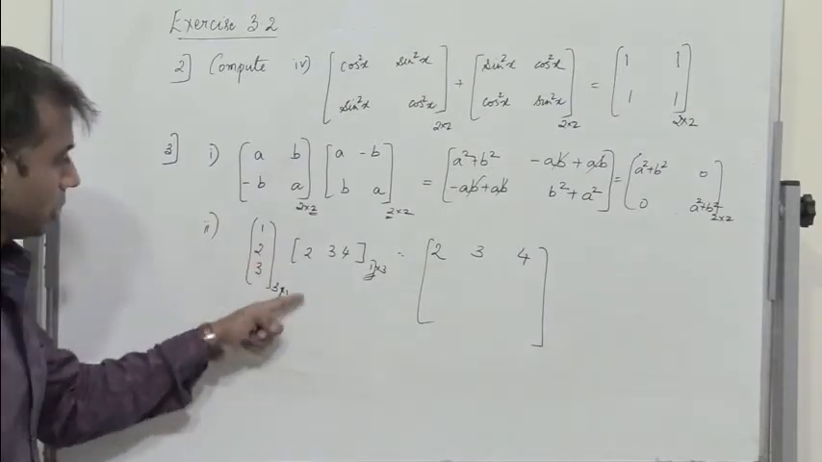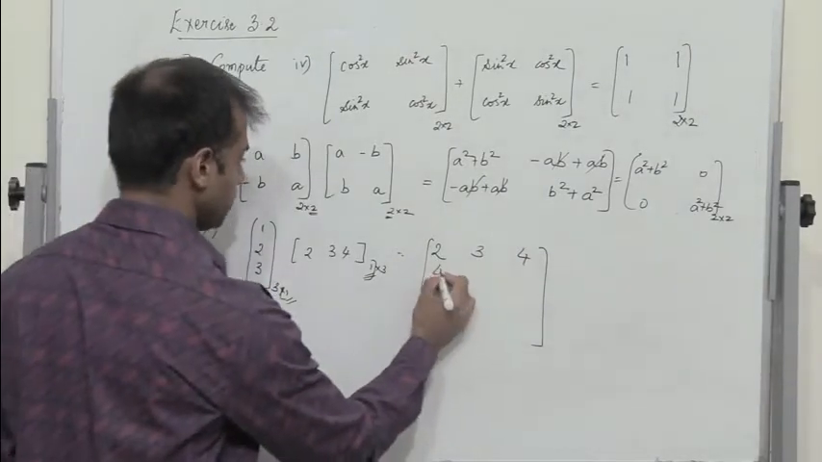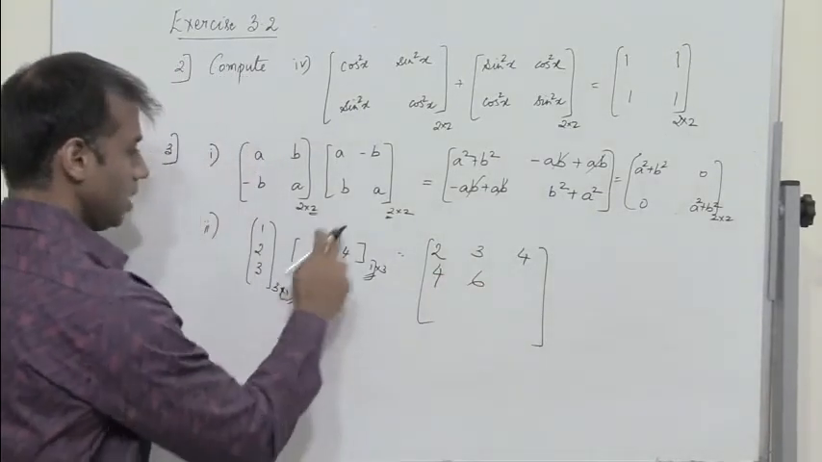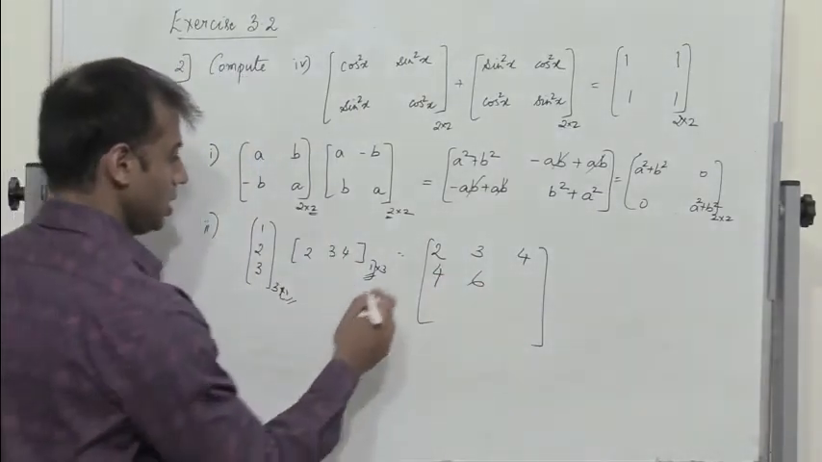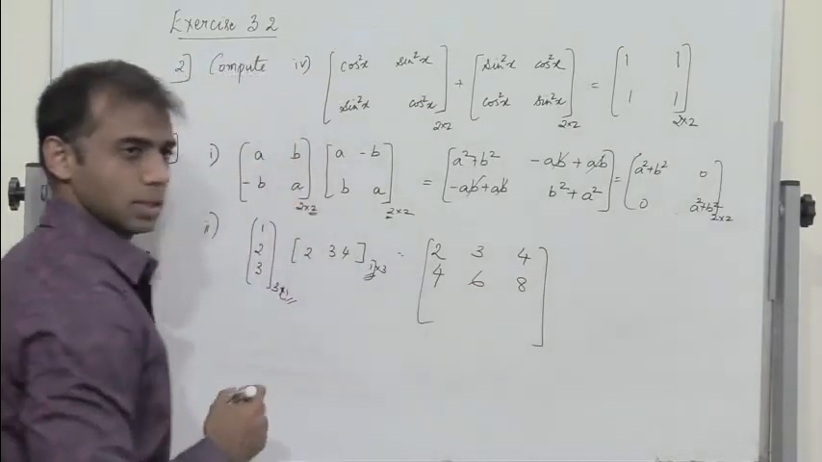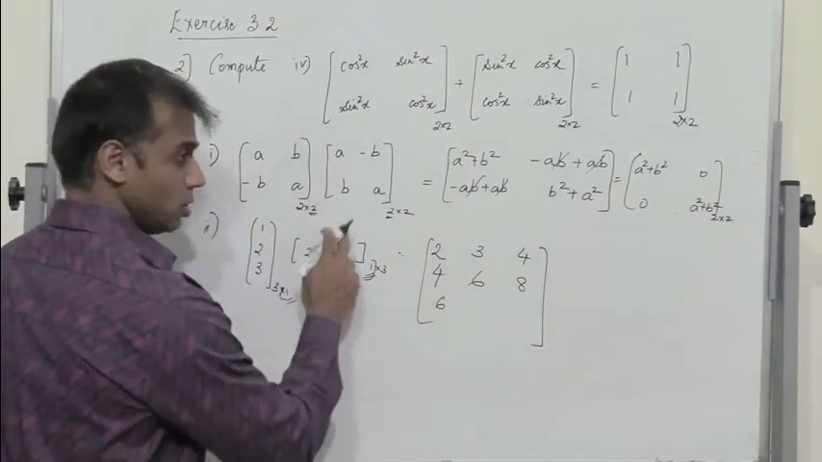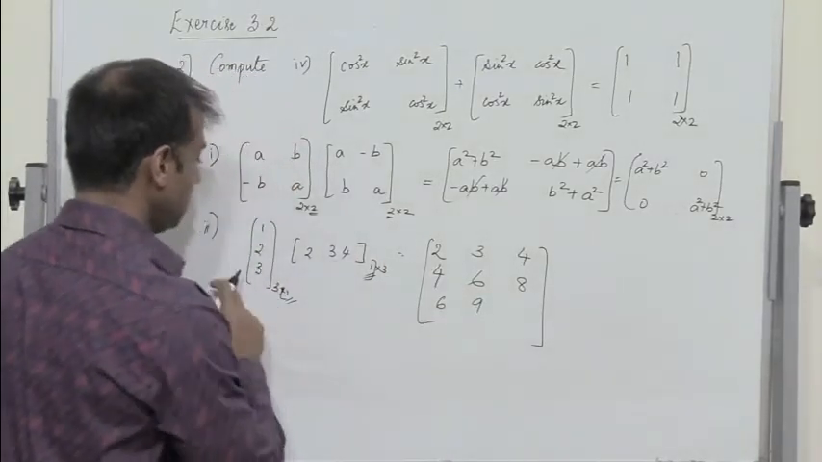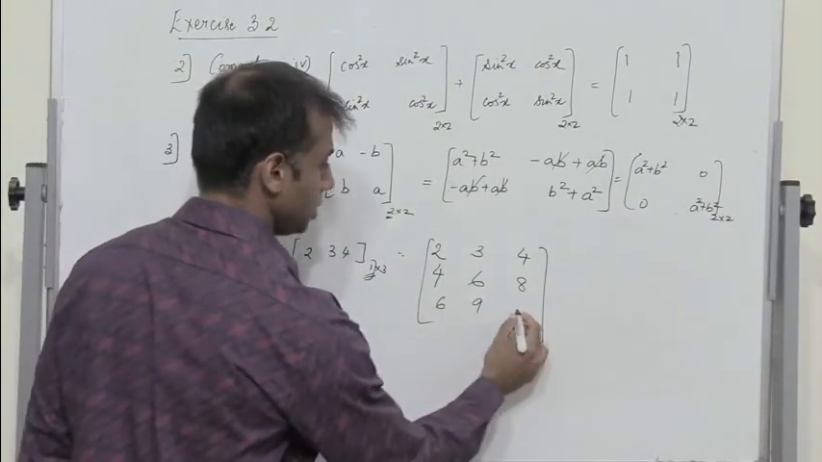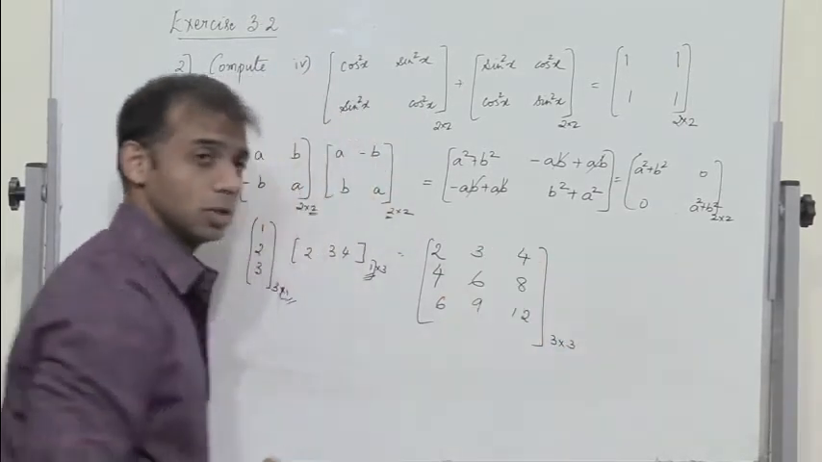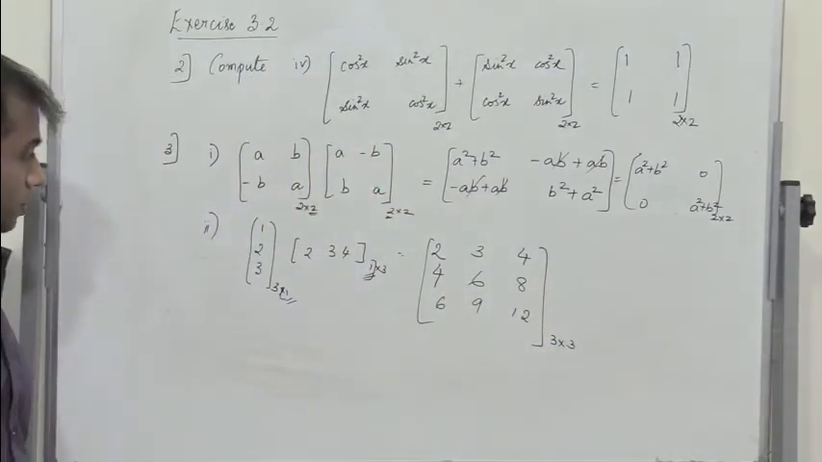Next, second row into first column is 2 into 2, which is 4. Second row, second column, 2 into 3 is 6. Second row, third column, 2 into 4 is 8. Next, third row into first column, 3 into 2 is 6. Third row, second column, 3 into 3 is 9. Third row, third column, 3 into 4 is 12. So we get the resultant matrix of order 3 cross 3. Right?